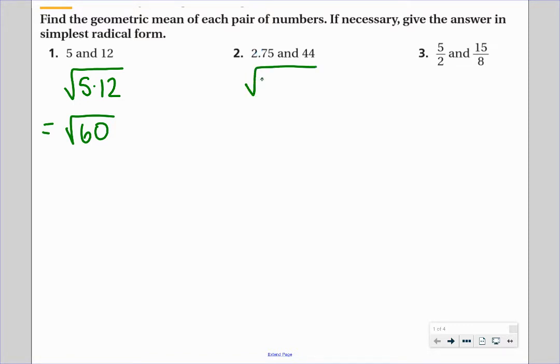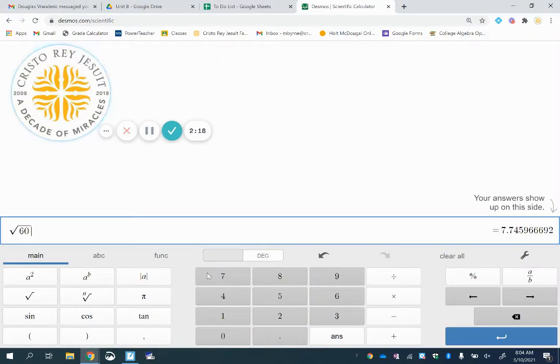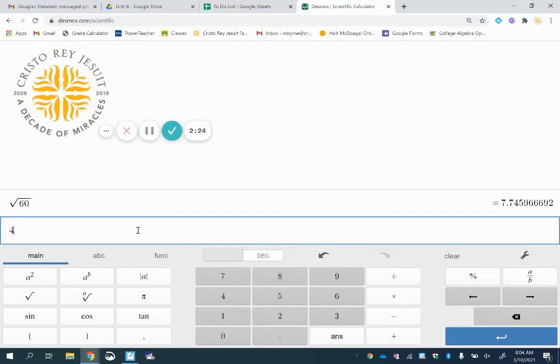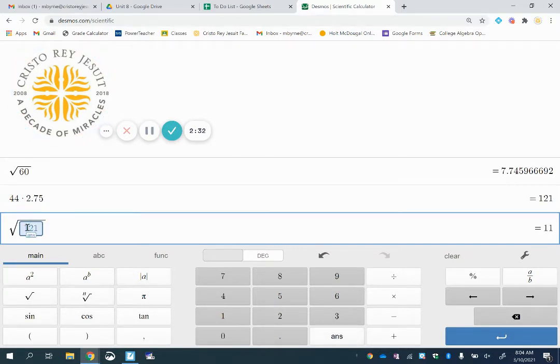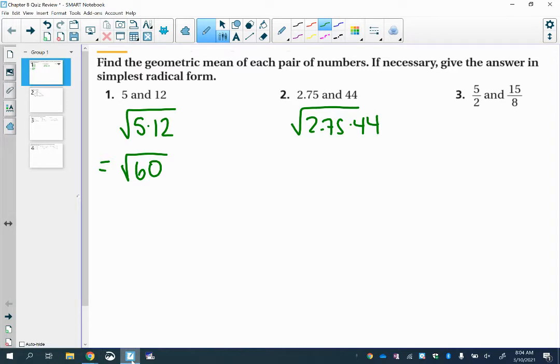So again, square root of 2.75 times 44. The first thing I'm going to do is 44 times 2.75. Whenever I want to do another problem, I just hit enter. Then I type square root and put answer, and that takes the answer I got and plugs it in right here. That gives me 11. That one is no longer a square root because it's a perfect square. It simplified to square root of 121, which gave me 11.